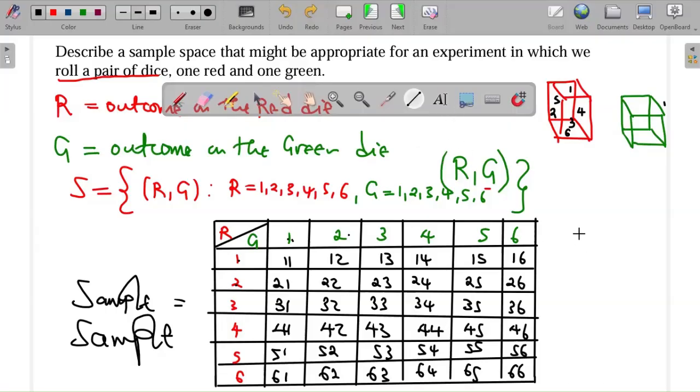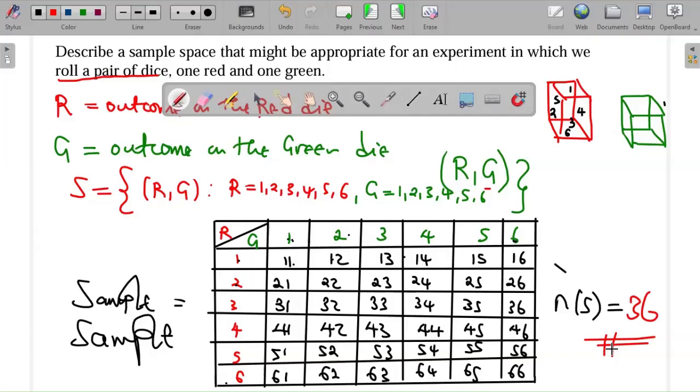And then also it's important to actually state the number of possible outcomes. So the number of possible outcomes in this sample space here will just be 6 multiplied by 6, or you can count them 1, 2, 3. By the time you reach here, it will be 36 outcomes. So the total possible outcomes are 36.